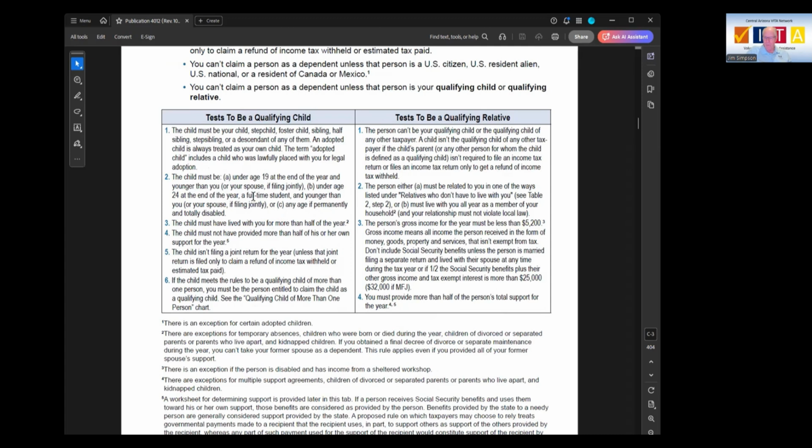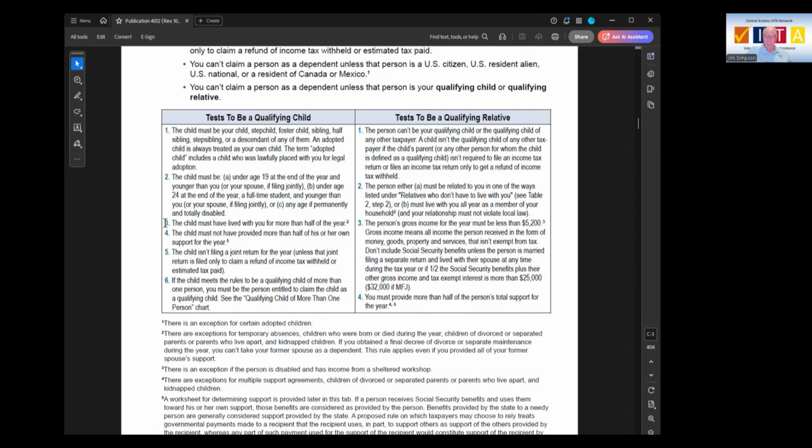Now, full-time student is a qualifier in there you've got to look at, and usually they'll know if they're away at college for doing that. I'll discuss that in a minute. And then or, okay, this is an important one too. Any age if permanently or totally disabled. Okay, so the person can be 30 years old, and if they're permanently disabled and they meet all these other tests for you, you get that increased tax credit. You can count them as a qualifying child.